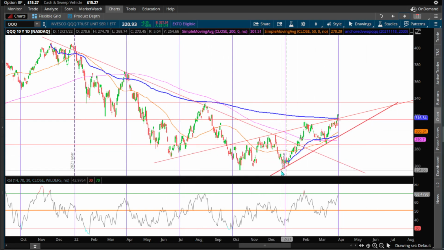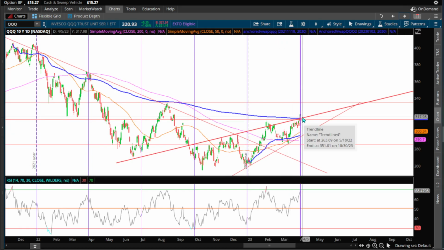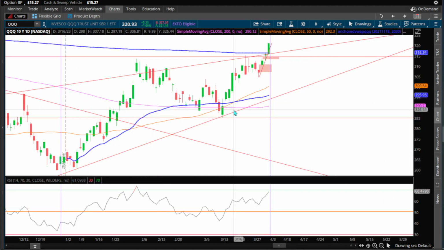As you guys can see, we're in this wedge formation, defined by this resistance and this support right here. The reason why we're in this kangaroo market is because we're essentially just bouncing back and forth between this rising wedge right here. If we're looking at more recent price action, let me just zoom in here. We pretty much bounced off of the top of this resistance trend line, and then we're currently at 320.93.